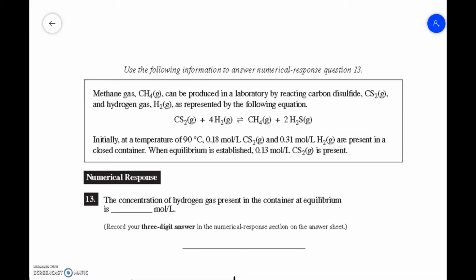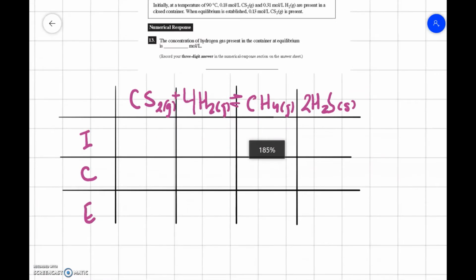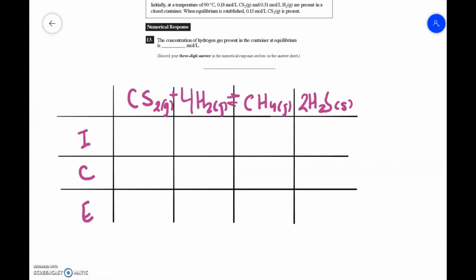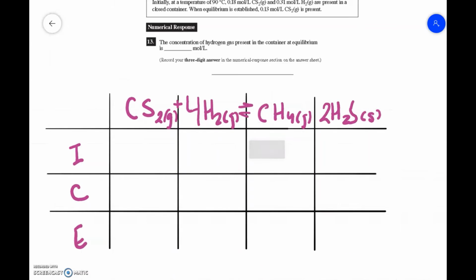Methane gas, CH4 gas, can be produced in a laboratory by reacting carbon disulfide, CS2 gas, and hydrogen gas as represented by the following equation. Okay, pause right here. They've given us the equation, so we don't need to overthink this when we are making our ICE table. When establishing our ICE table, we need to just input our reactants as given by the equation and our products, and there we go. Our ICE table has its components.